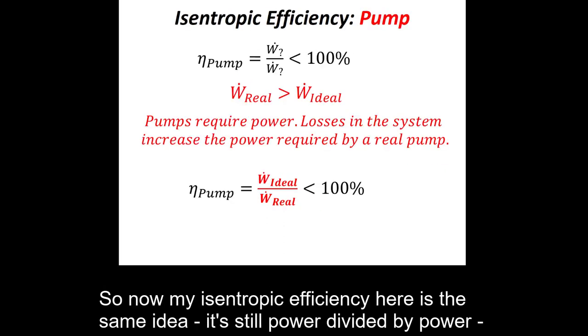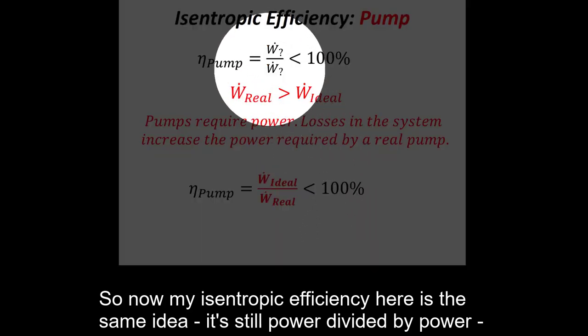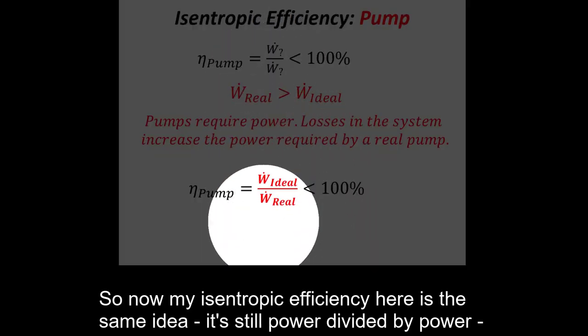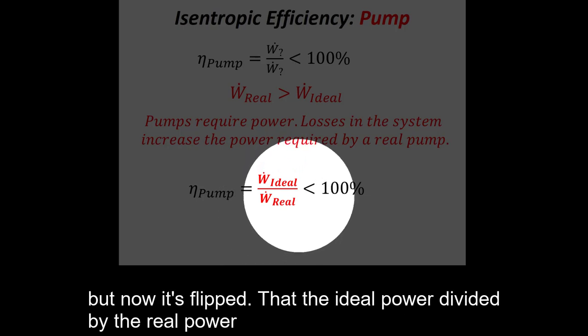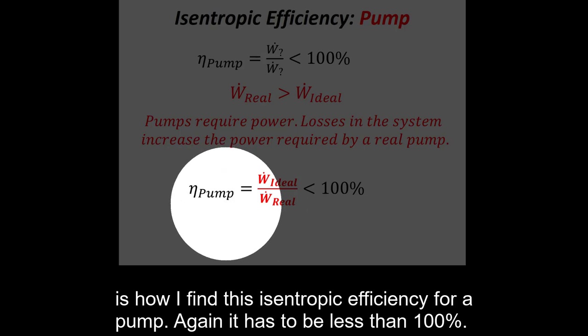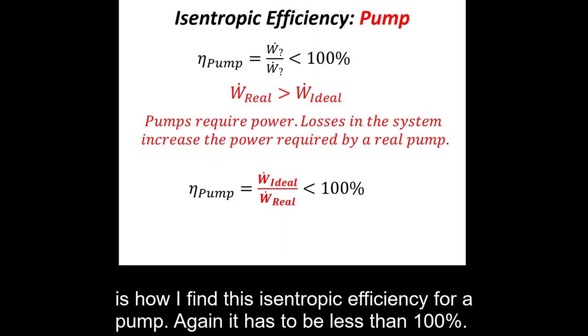So now my isentropic efficiency here is the same idea. It's still power divided by power, but now it's flipped. That the ideal power divided by the real power is how I find this isentropic efficiency for a pump. Again, it has to be less than 100%.